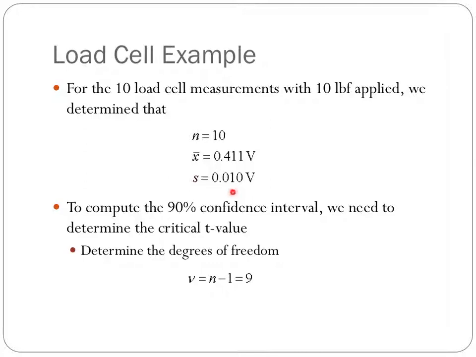Recall that this standard deviation here represents a confidence interval of about 68%. If we want to compute the 90% confidence interval associated with these measurements here, we first need to determine the number of degrees of freedom, which is the number of samples minus 1. So in this case, for this example, the number of degrees of freedom is going to be 9.